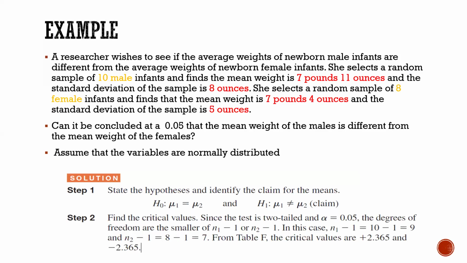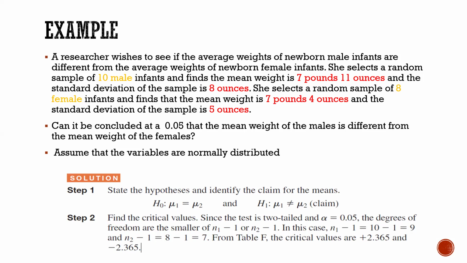We will check it with the help of an example. A researcher wishes to see if the average weight of newborn male infants is different from the average weight of newborn female infants. She selects a random sample of 10 male infants and finds the mean weight is 7 pounds 11 ounces. This is X1, and the standard deviation for the sample is 8 ounces. This is the standard deviation for sample 1. For sample 2, she has 8 females and their mean weight is 7 pounds 4 ounces and standard deviation is 5 ounces. Can it be concluded at alpha 0.05 that the mean weight of the male is different from the mean weight of the female? We will assume that the variables are normally distributed.